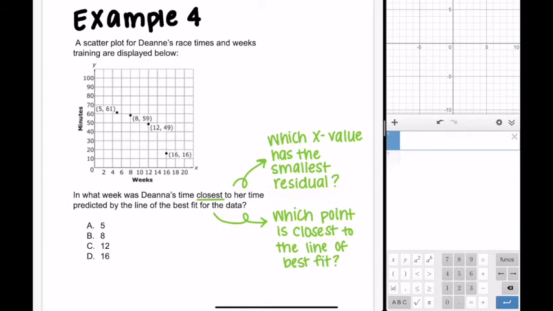And I can show you how to find residuals in Desmos. Another way of asking that is which point is closest to the line of best fit. So all 3 of these questions are asking pretty much the same thing. They're just asked in a different way. So first, let's put this table of values into Desmos. These are your actual values, the ones that are given to you on the graph.